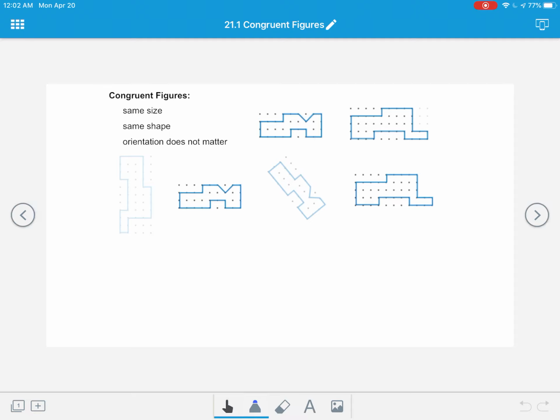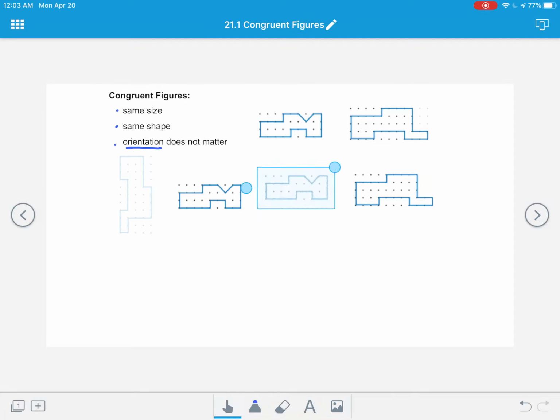I'm going to show you a couple of congruent figures, and we need to decide together whether these figures are going to be congruent or not congruent. Now, I want you to keep in mind, congruent figures need to be the same size, the same shape, but their orientation does not matter. The word orientation means which way the shape is flipped. If the shape is flipped a different way, that's okay. It just needs to be the same size and the same shape as another figure in order for them to be congruent. So I have these shapes here, and they're all flipped a little bit different.